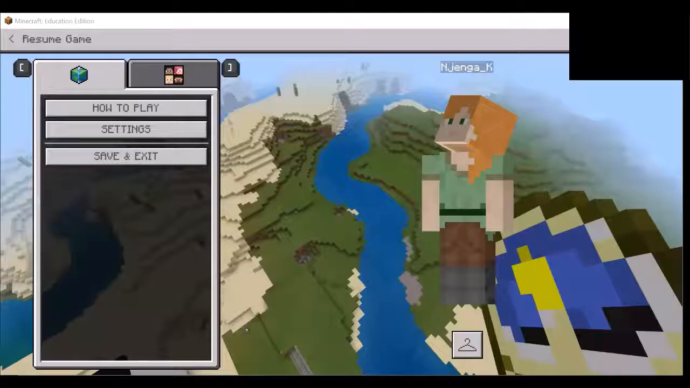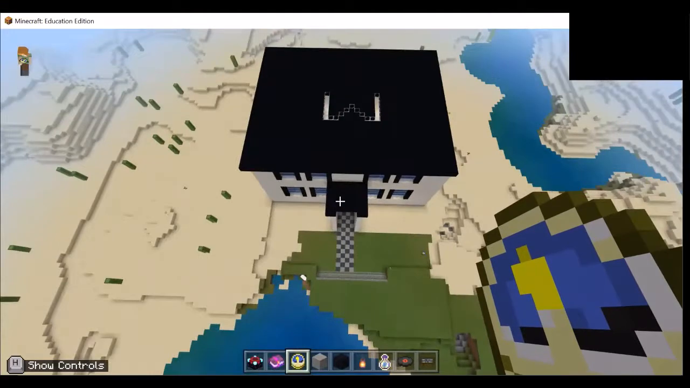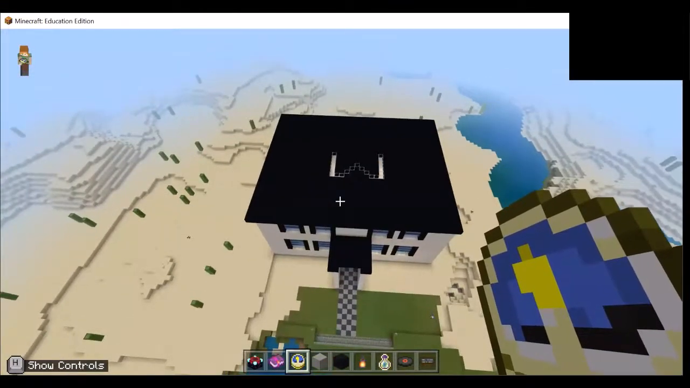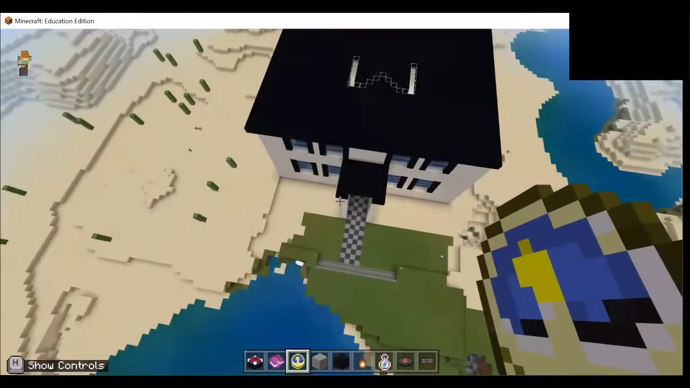Hello friends, so this is my world that I created for our group, the Volcano group. So this is my house. I put an M here using glass blocks to signify that it's the main house. So let's go down and check it out.